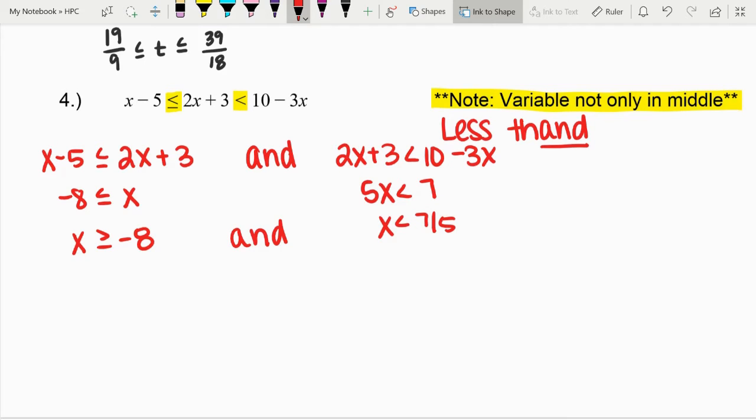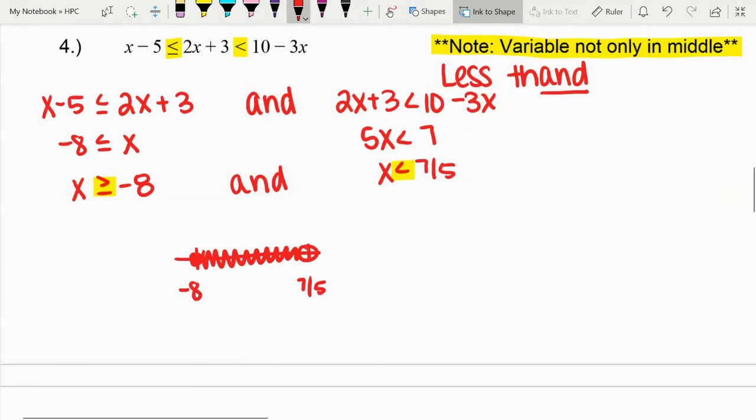So here are my two answers. I can see, since my variable is on the right-hand side for both of them, what this graph is going to look like. If you're having a difficult time with that, you can always go ahead and sketch this out. So here I would have my -8, and that's a closed circle. Here I have 7/5. That's an open circle. Now if I look at -8, my arrow is going to the right, and at 7/5, my arrow is going to the left. So I know that I am going to be shading in between. Also, anytime we have an and problem, that means that they are coming together. So writing this in interval notation, I would have hard bracket, -8, and then to 7/5 with a soft bracket.